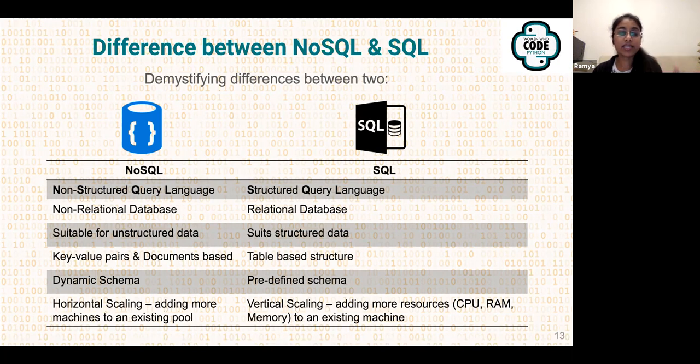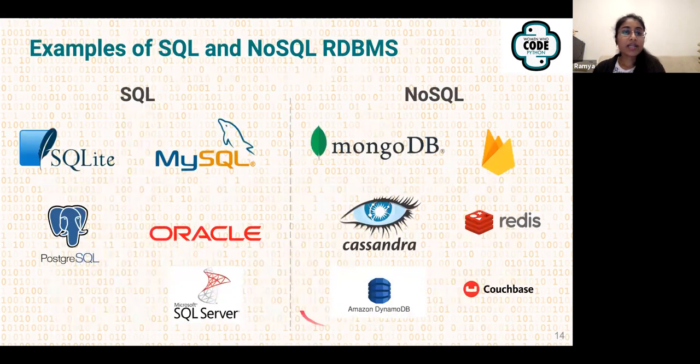Here I have listed the main differences we are going to use on a regular basis. These are the main differences. And now, examples of SQL and NoSQL. If you see here, SQLite, MySQL, Postgres, Oracle, and SQL Server are all RDBMS software systems with which we use the SQL language to communicate with databases. And these are the examples of NoSQL: MongoDB, Firebase, Cassandra, Redis, Amazon DynamoDB, and Couchbase.